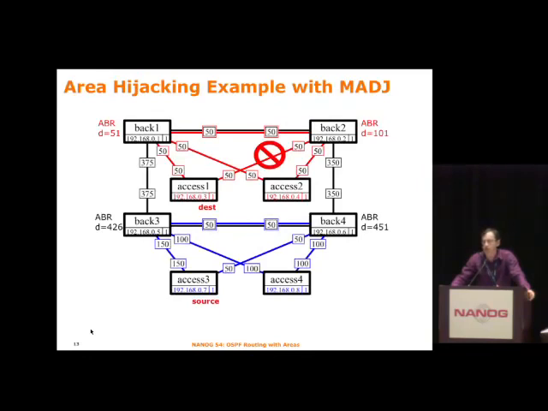For example, in this network, now that the link between back 1 and back 2 is also in the red area, back 2 sees an intra-area path in the red area going to back 1 and then to access 1 and avoids the zigzagging.